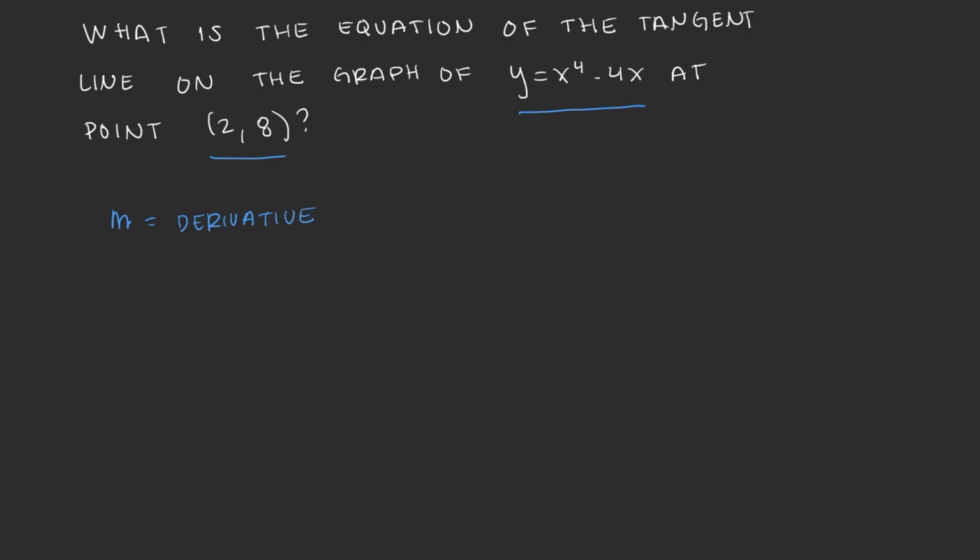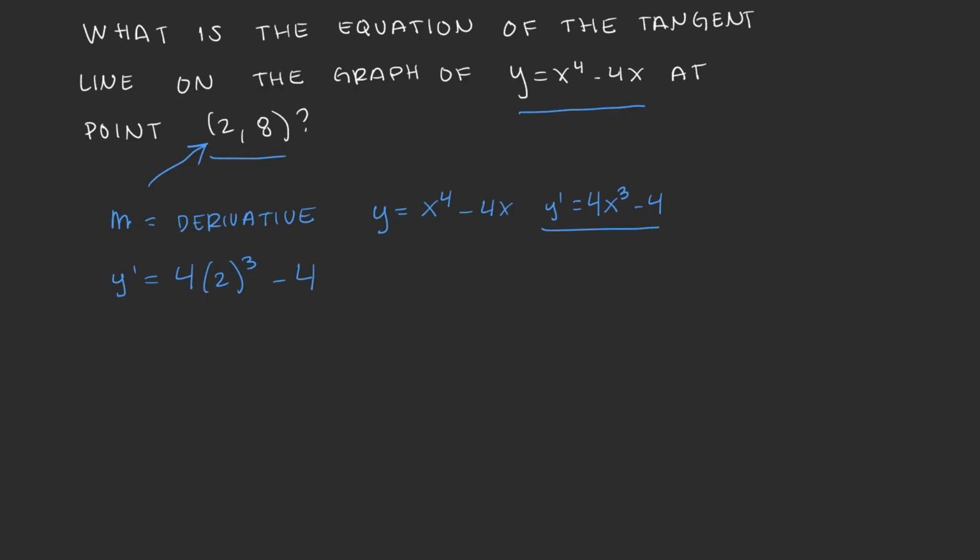Okay, so we need the derivative of y equals x to the fourth power minus 4x. So the derivative would be 4x cubed minus 4. That's it, okay? All right, so we have our derivative. Our next step is to plug in x. What is our x? Well, it's right here. It tells us that the point is 2, 8, and the 2 is the x. So we're going to plug in 4 times 2 cubed minus 4.